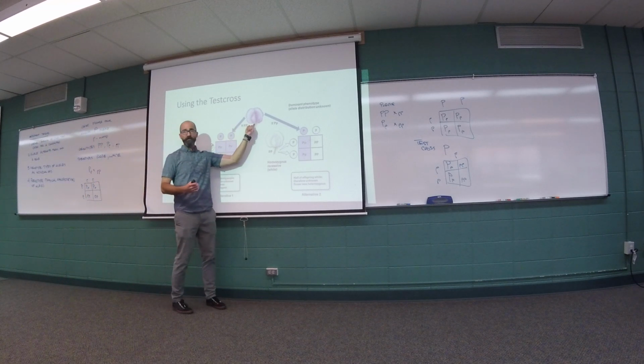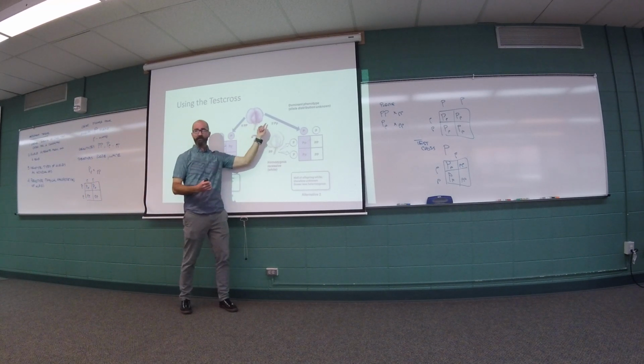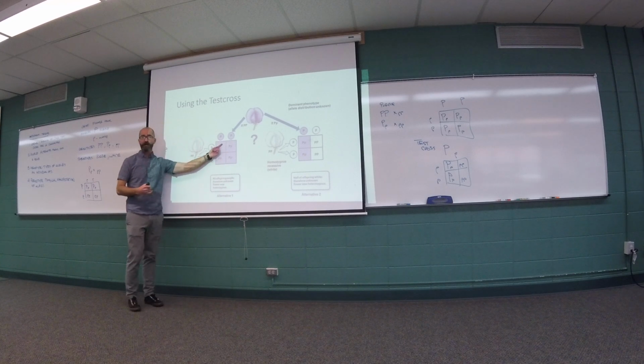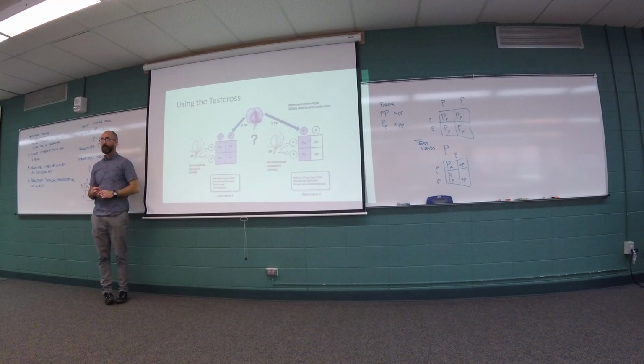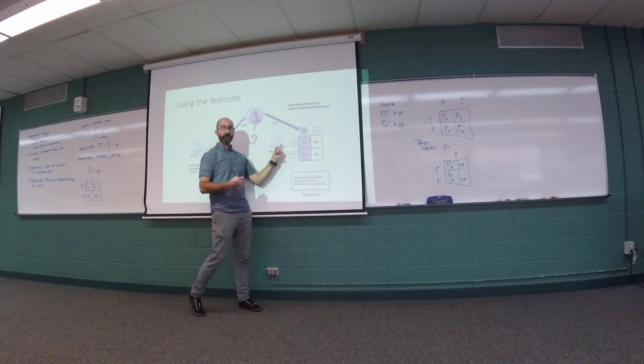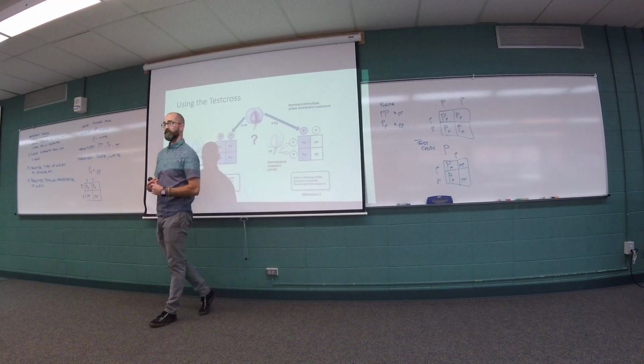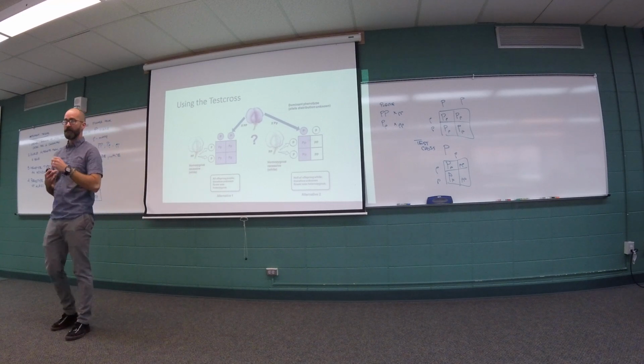And then this is the test cross. This individual is purple, but we don't know if it's homozygous dominant or if it's heterozygous. If it's homozygous dominant, we expect all of the offspring to have the dominant phenotype. And if it's heterozygous, we expect 50% of the offspring to have the dominant phenotype.